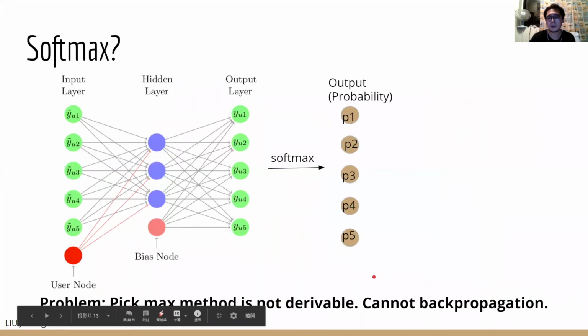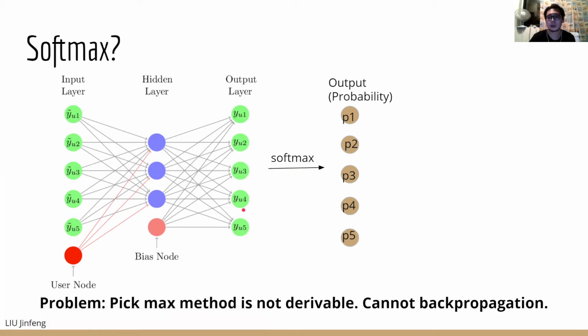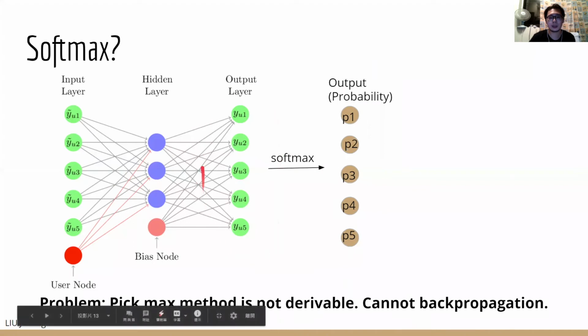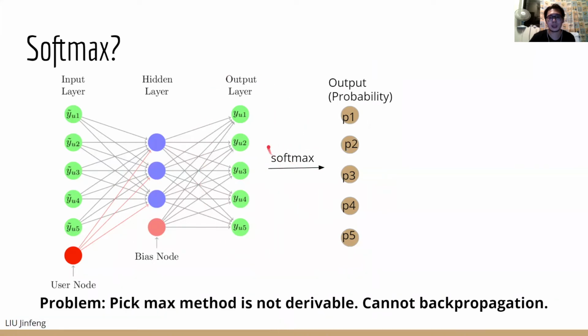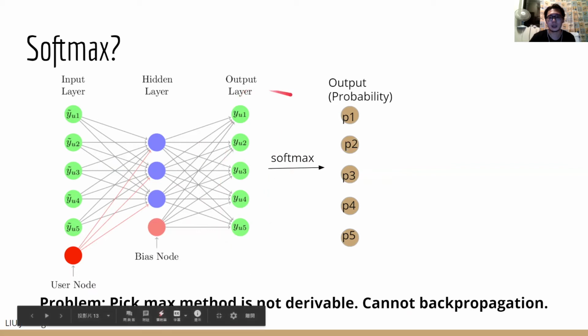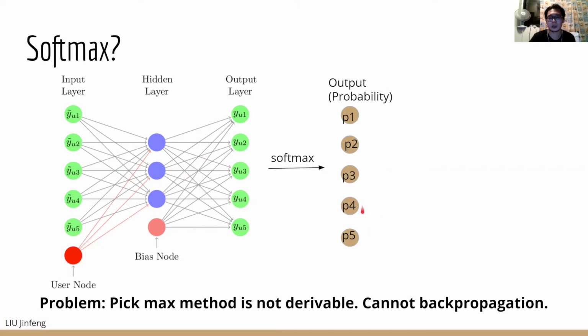Our task in RScan is to find the most reliable friends. To pick the most reliable friends, we need to first apply the softmax onto the output layer here to calculate the probability of different friends of the user. And then the simplest way is just to pick the highest probability as the reliable friends.